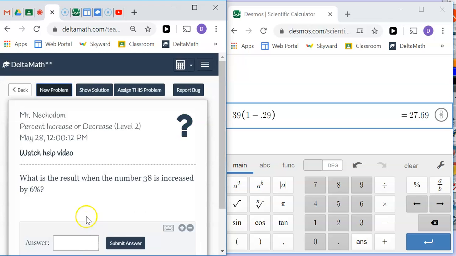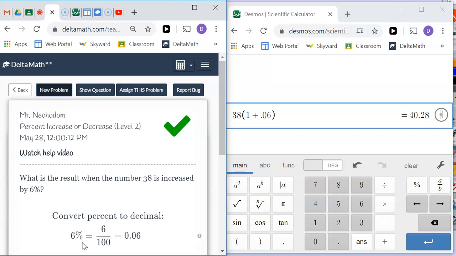Is this one increased or decreased? Well, read carefully. It's increased, which means you're going to have to be adding instead of subtracting. Okay. What's my starting number? 38. Okay, it's increased by 6%. So make this 0.06. Okay, remember when you take a percentage and make it a decimal, you divide by 100, so it moves the decimal place 2 spaces. And here's my answer, 40.28.